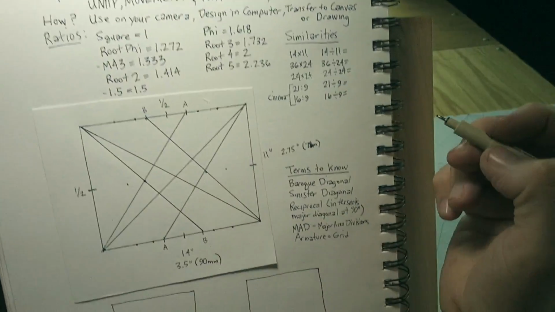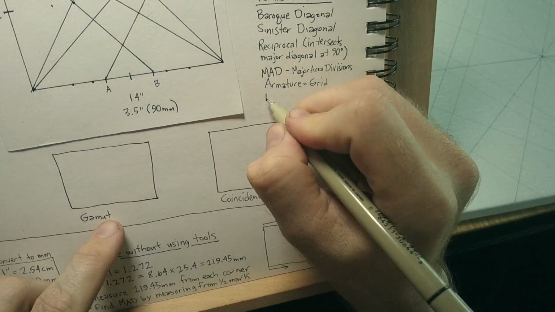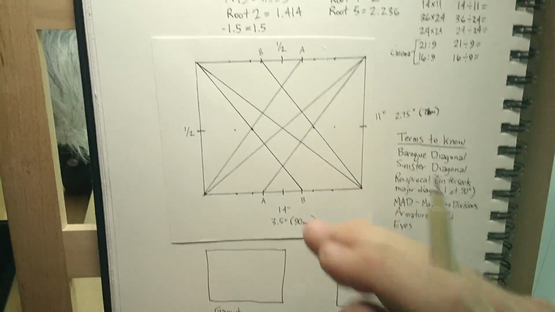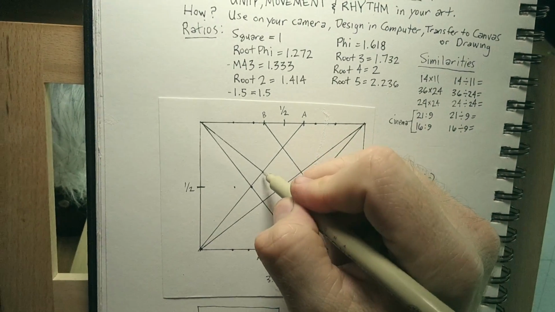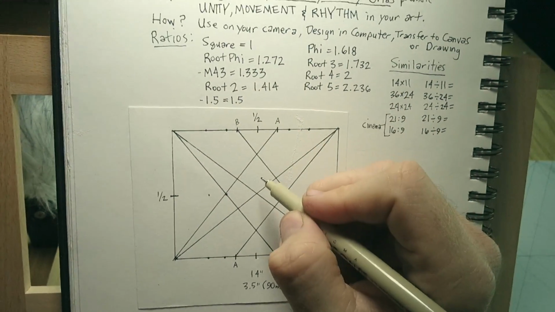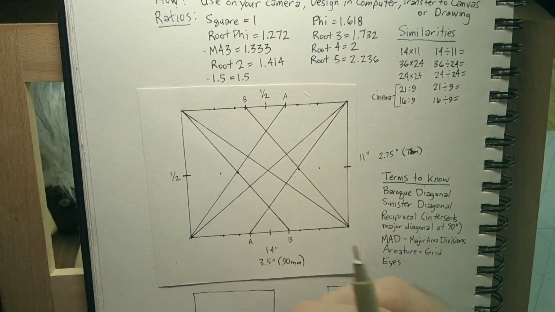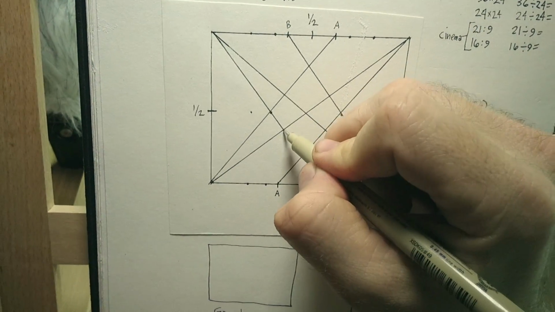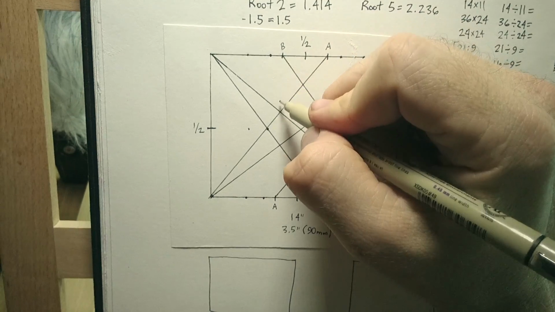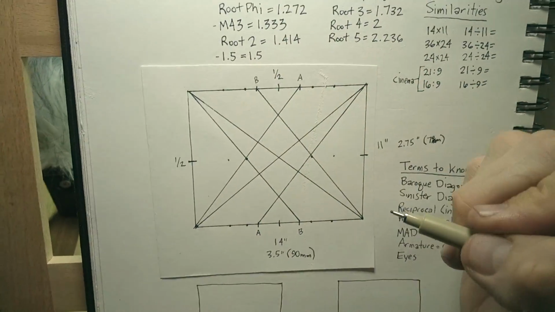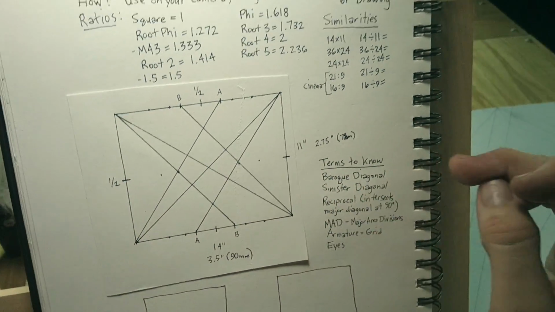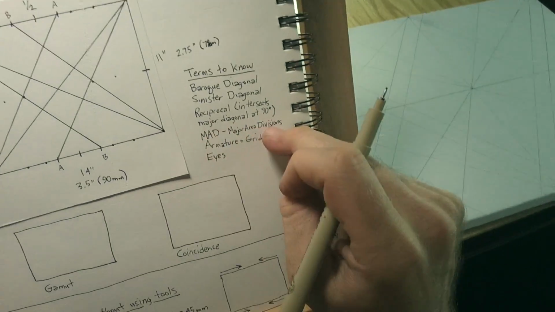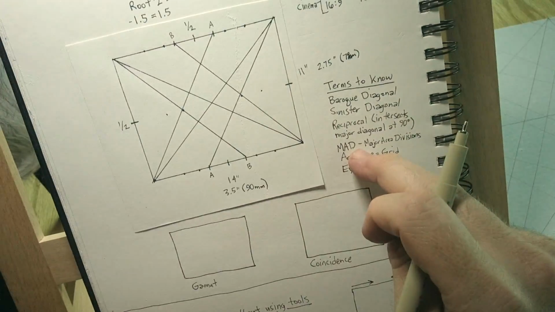Now we've got eyes, and I'll write this down here. Eyes are intersection points, so anywhere there's an intersection or even on the edge, you can generate another line. So if we do this eye and this eye, we can draw a vertical line straight through that to help us with the composition. But what I'm going to do next is show you the major area divisions right here. I call it MAD.